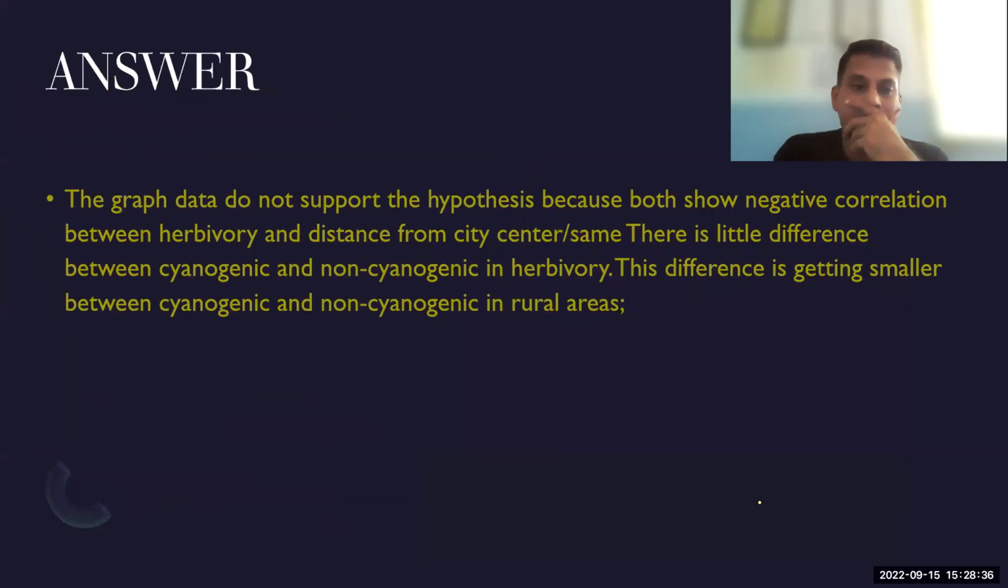The answer is the graph data do not support the hypothesis because both show negative correlation between herbivory and distance from city center. There is little difference between cyanogenic and non-cyanogenic in herbivory. This difference is getting smaller between cyanogenic and non-cyanogenic in rural areas.